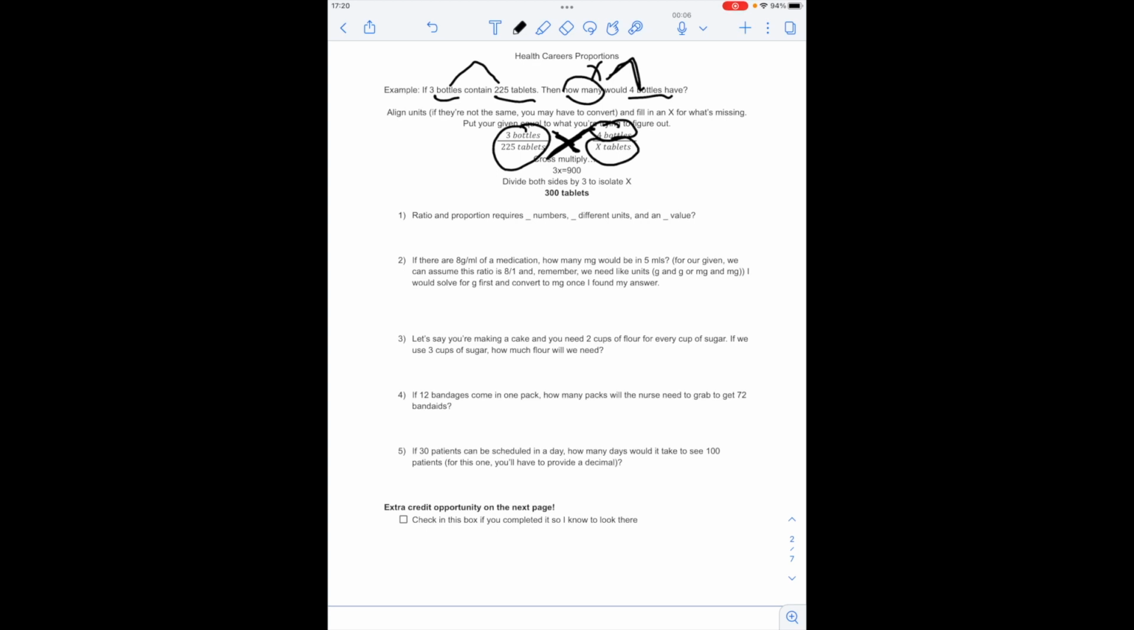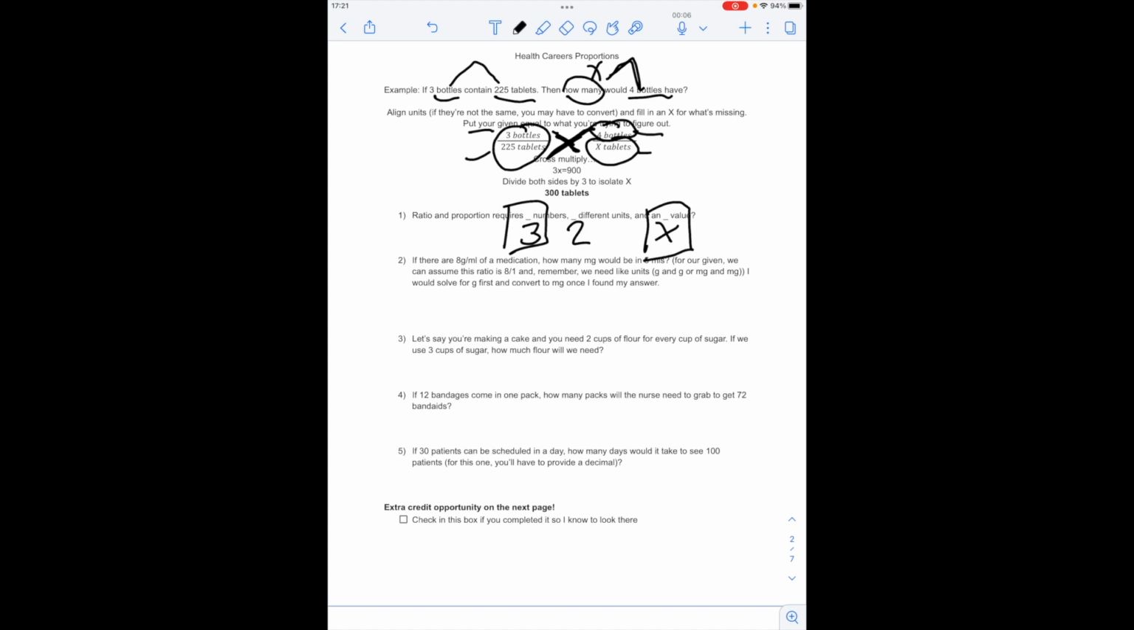Moving on to problem 1. It says, ratio and proportion requires 3 numbers, 2 different units, and an X or an unknown value. So technically, you're going to have 4 values. 1, 2, 3, 4. But you're actually going to have 3 numbers filled in. 1 will be an X. Moving on to number 2.